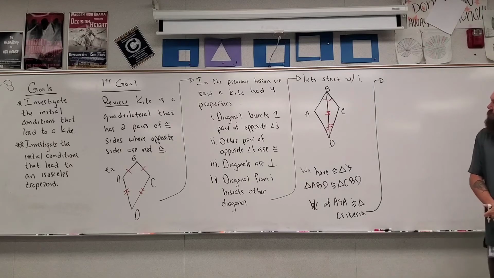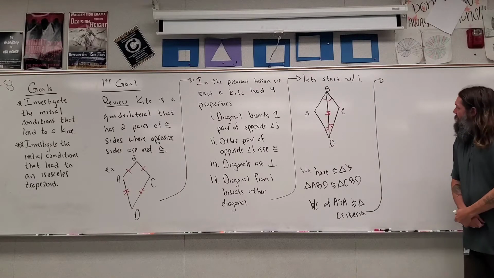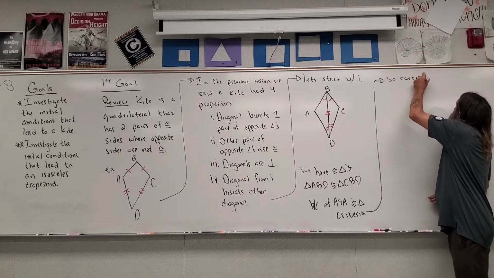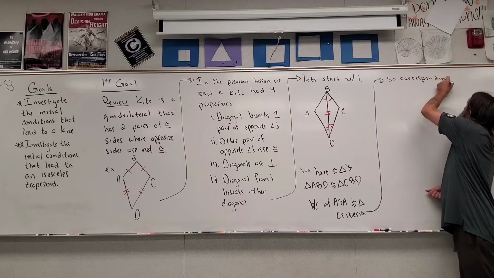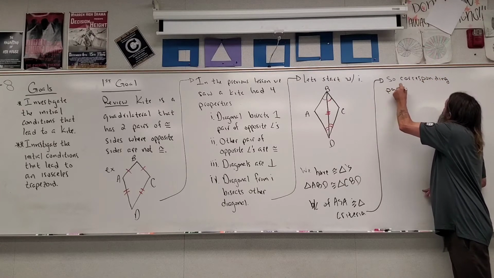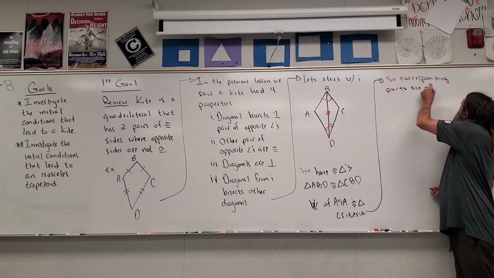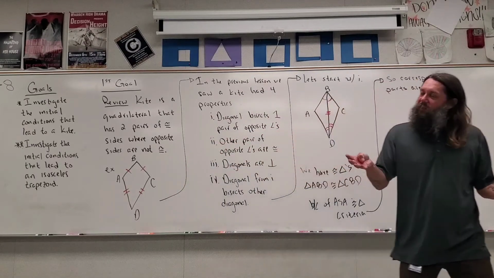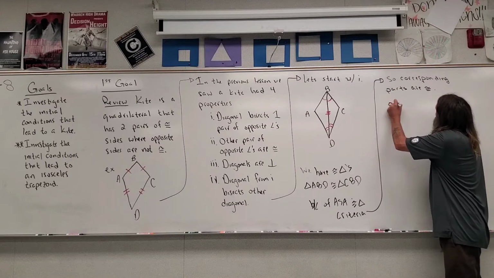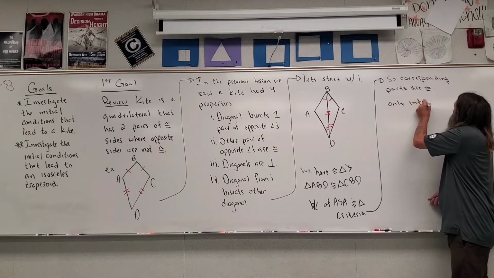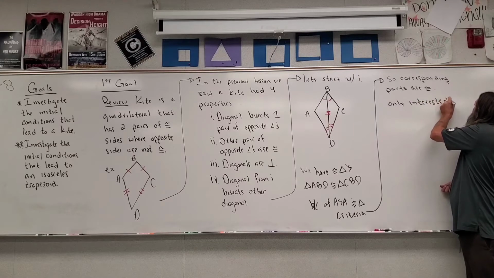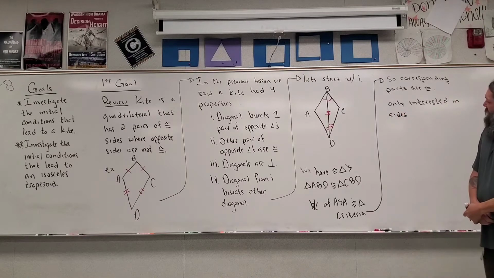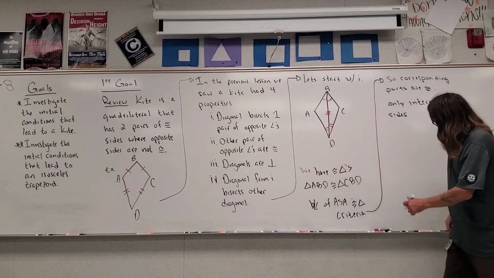Now, because I have congruent triangles, that means the parts in the same position are congruent, right? And since we're trying to argue that we have a kite, we're only interested in the side lengths. Okay, we're only interested in the side lengths. All right, so let's list it here. I know that AB is congruent to CB.